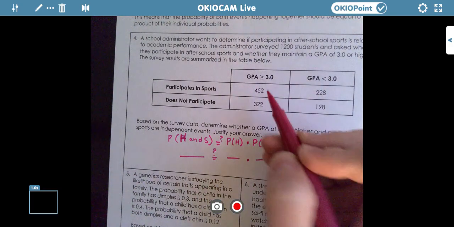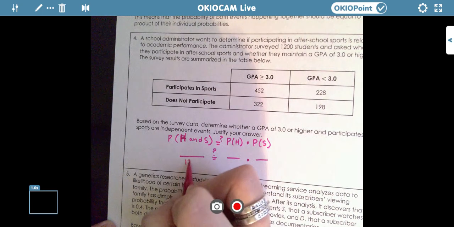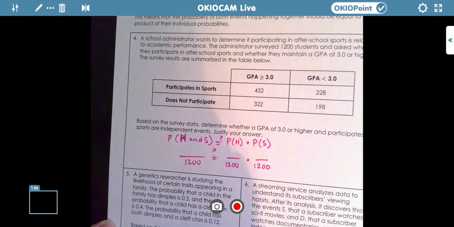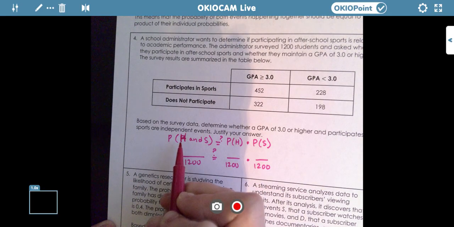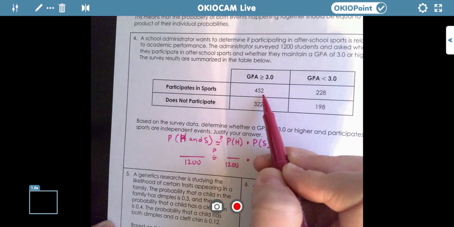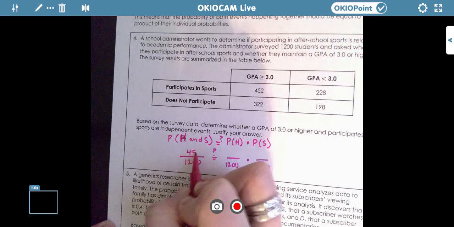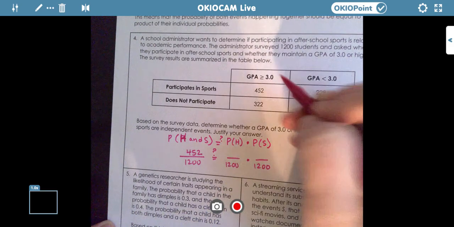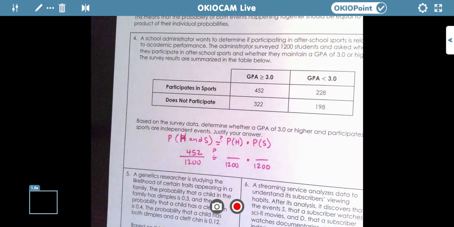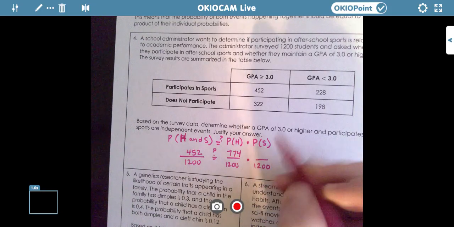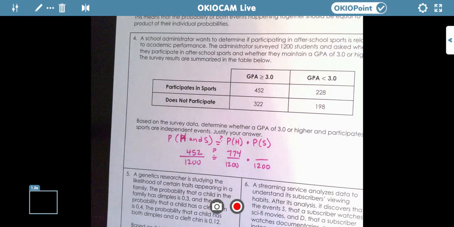So they told us they surveyed 1,200 students. So that's our grand total. And we want to know GPA of 3.0 or higher and sports. So participates in sports, GPA of 3 or higher, that's 452. And then we want to do those separately. Just the probability of 3.0 or higher, that's these two added together. And that is 774. And then we want just the probability of sports. That's these two added together.